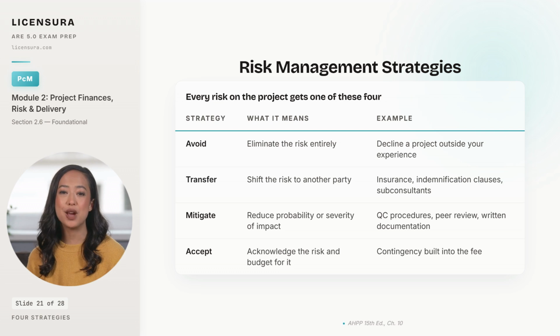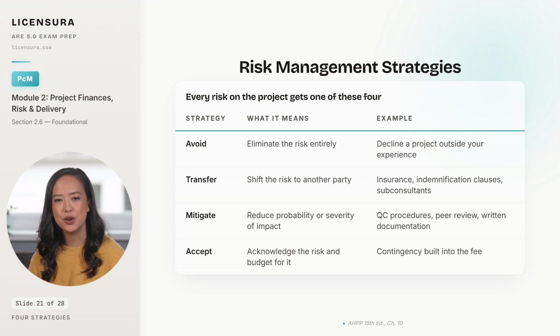Mitigation means reducing the probability that a risk will hit or the severity of impact if it does. Quality control procedures, peer review of complex details, written confirmation of every owner decision, those are the daily acts of mitigation. And acceptance means you have looked at the risk, decided it is small enough or remote enough to live with, and you have priced contingency into the fee to cover it if it materializes. Acceptance without contingency is denial, and denial is the most expensive strategy on this list.